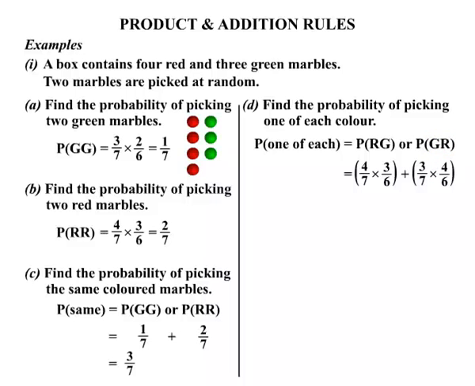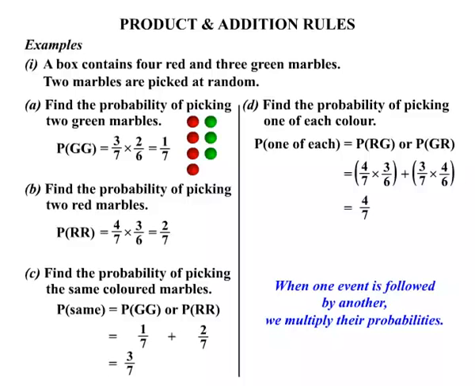So we now need to work that out. We can use the calculator for that. We end up getting 4/7. So just a note before we go on, when one event is followed by another, we multiply their probabilities. That's the product rule.